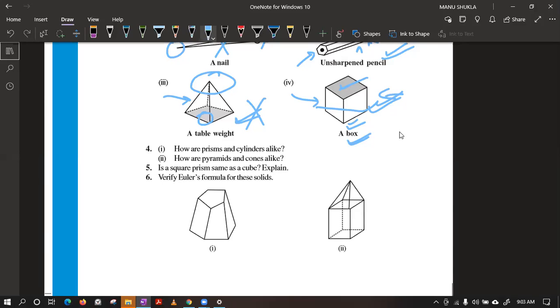Fine. Now question number 4, you need to realize on your own. I'm just giving you a hint, class. They are asking, how are prisms and cylinders alike? They are trying to ask, how are prism and cylinders alike? Okay, let's do one thing. Try this question number 4 on your own today. Tomorrow we will discuss it.